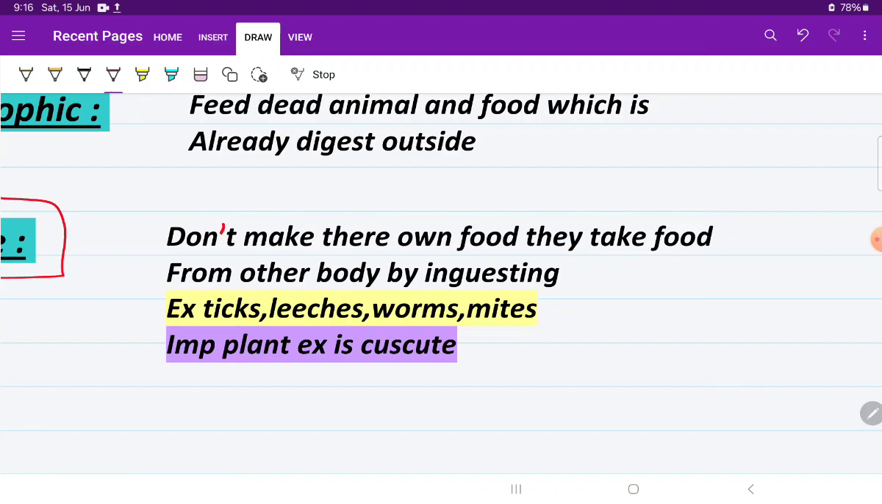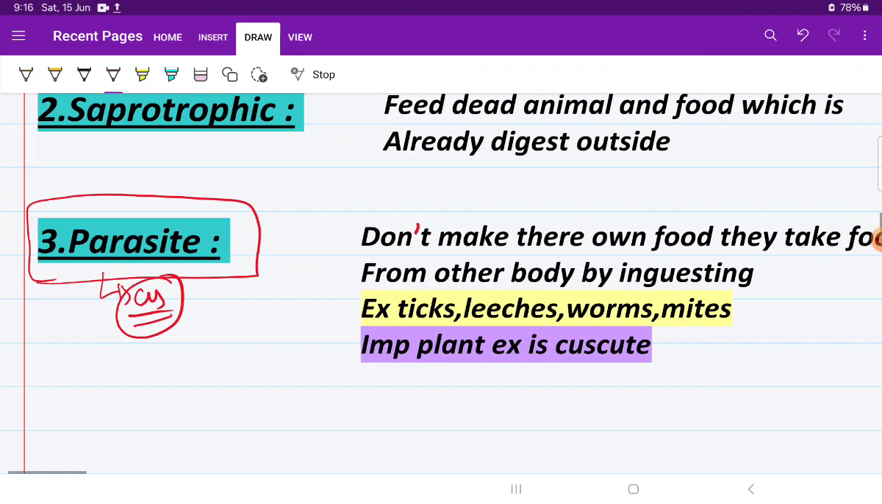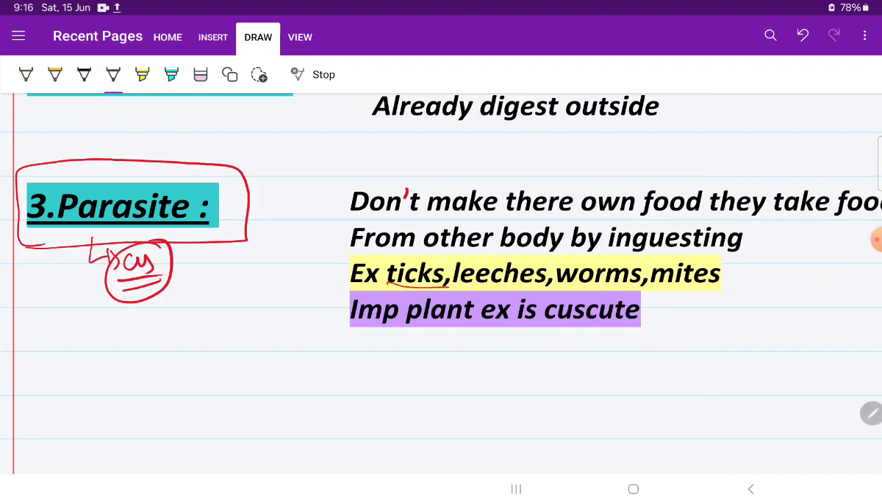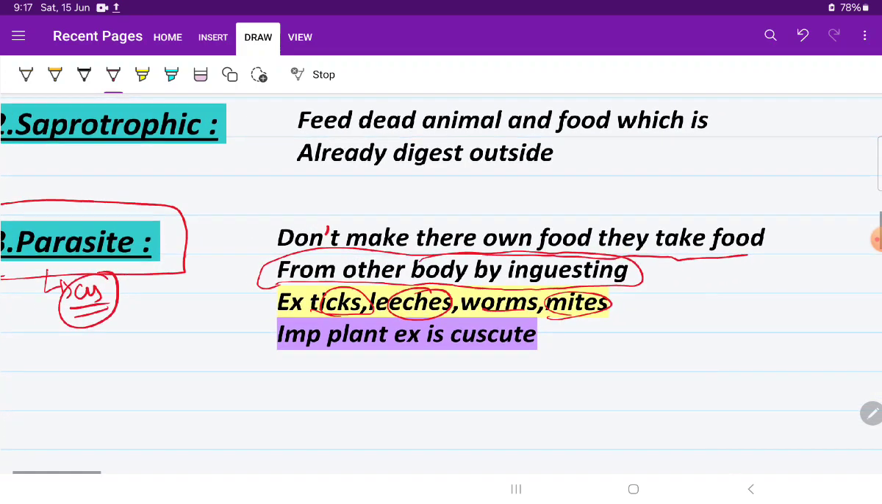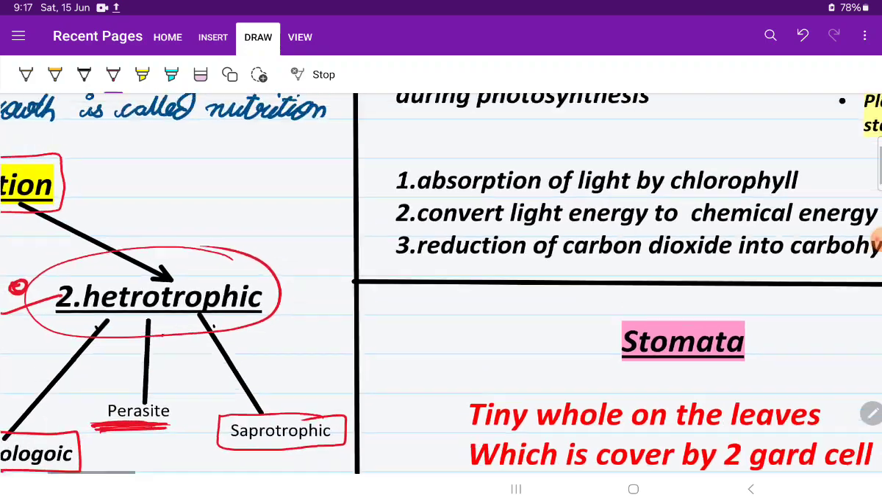There are two types of parasite: inside and outside. Inside parasites are those organisms which are present in our body only, and for outside parasites the examples are ticks, leeches, worms, etc. Now let's see the definition: they don't make their own food, they take food from the other's body by injecting. I hope you are clear. Mosquito is one example of it.